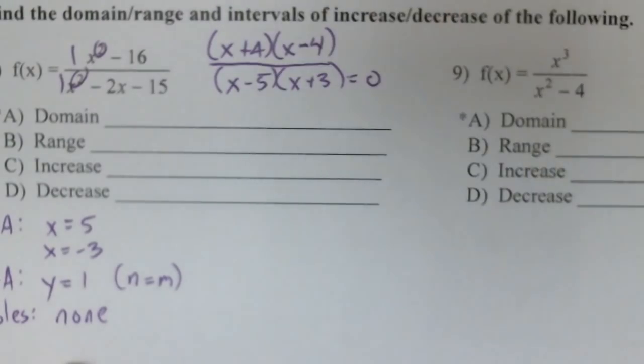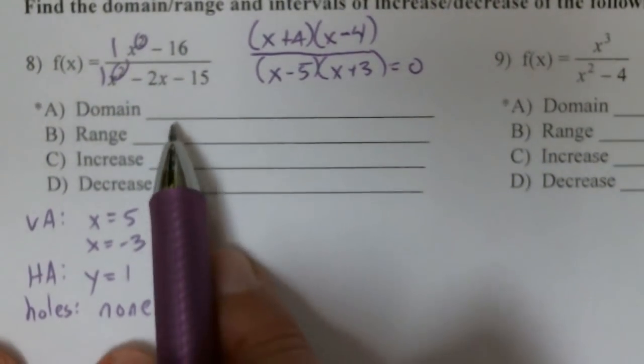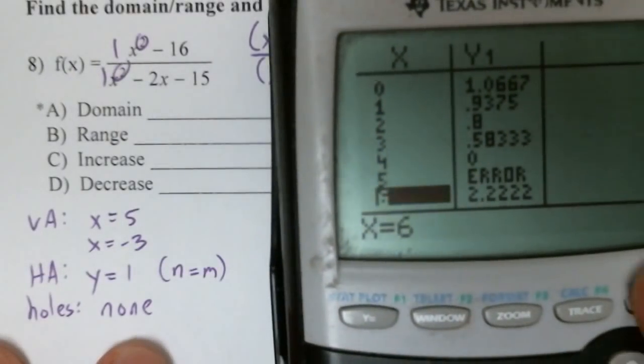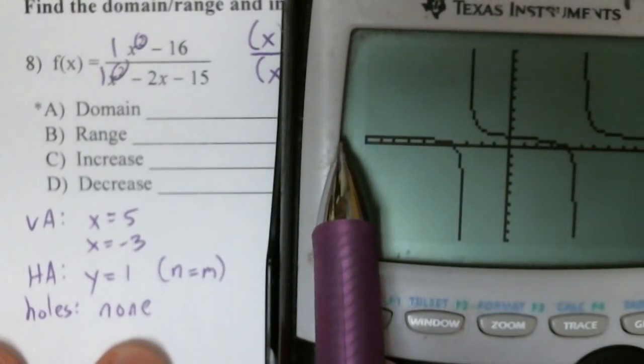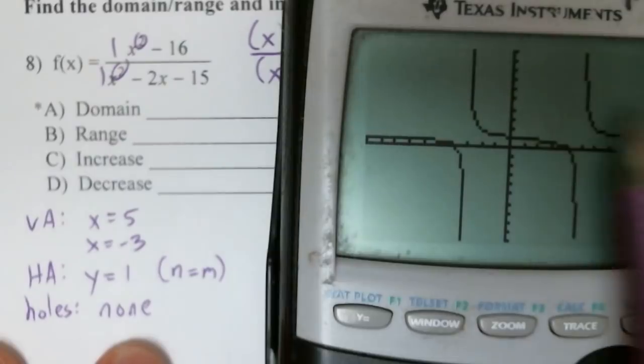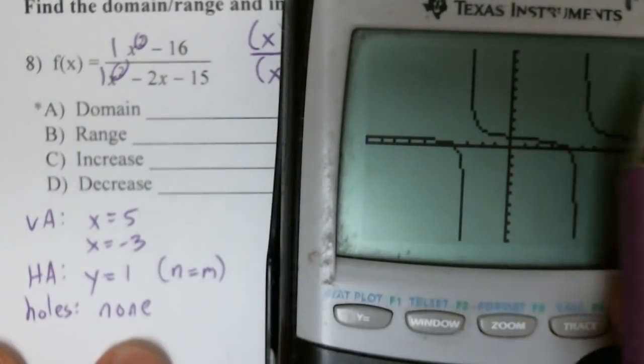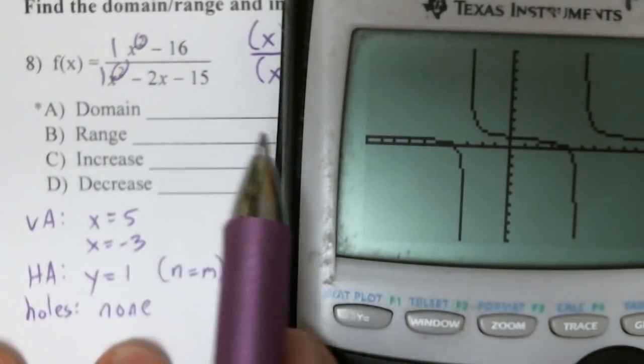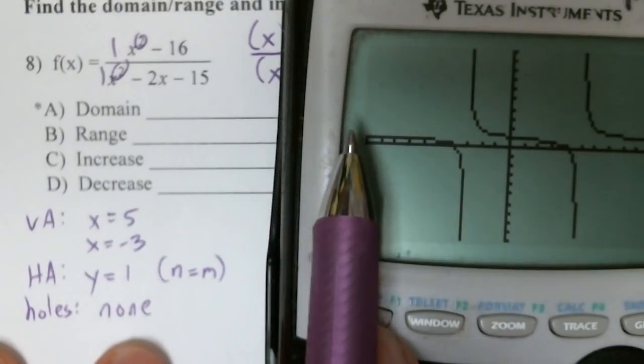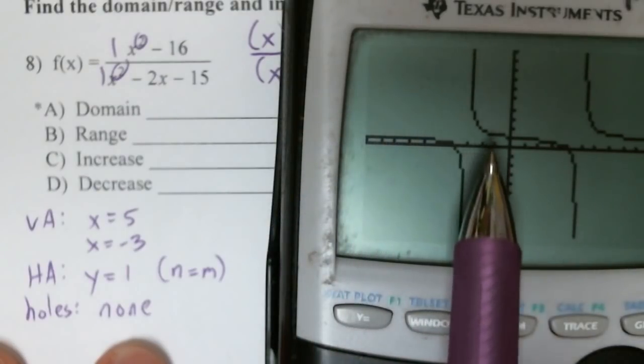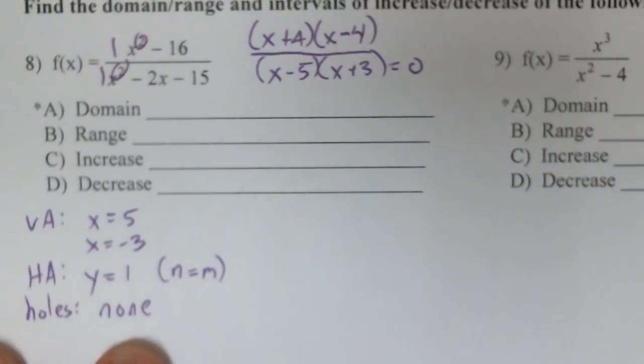It's an error right there. Okay, so my domain, come back to the graph, is going to be negative. I always start out here at negative infinity, and I sweep from left to right like I'm reading a book. I have x values everywhere from negative infinity until I get this undefined spot at negative 3. So my domain is going to be negative infinity to that negative 3 spot.